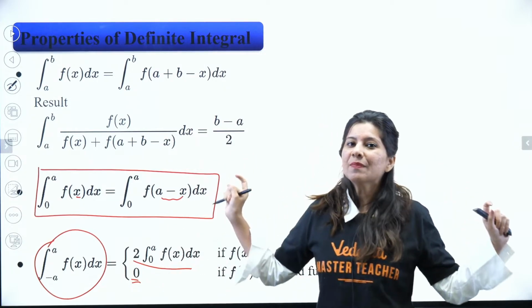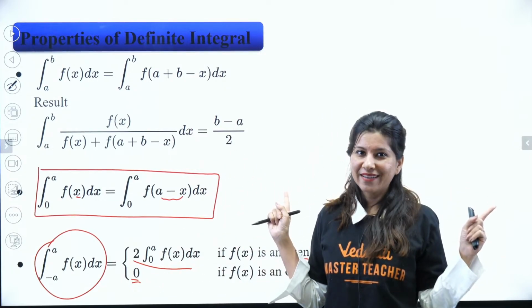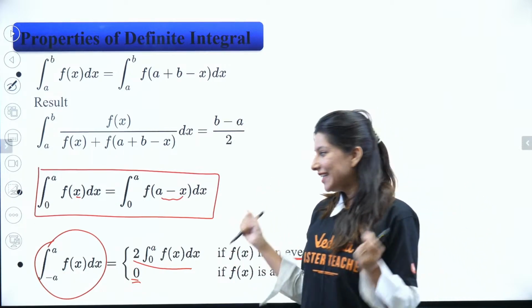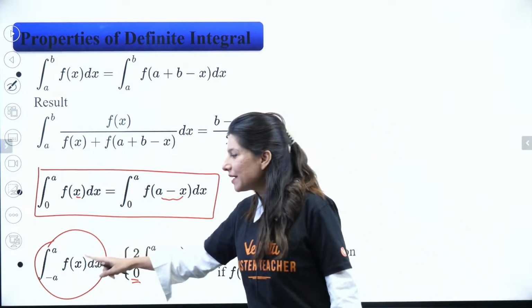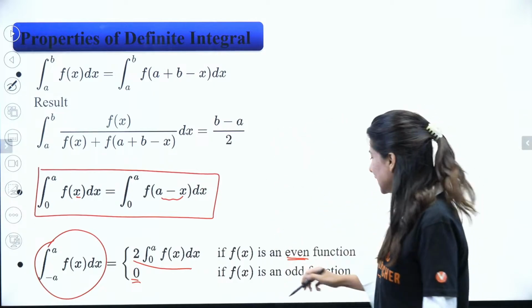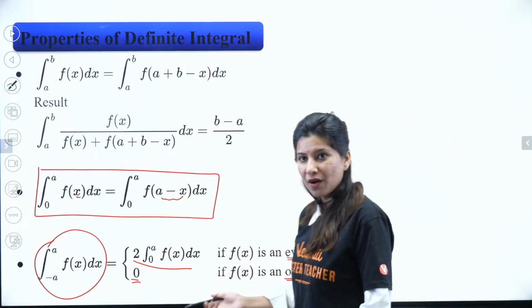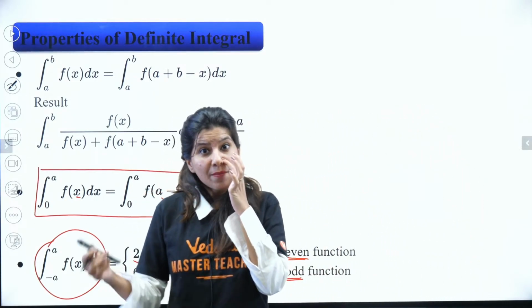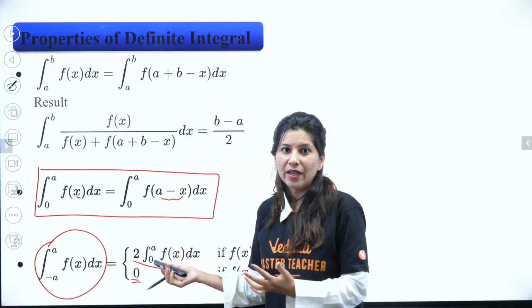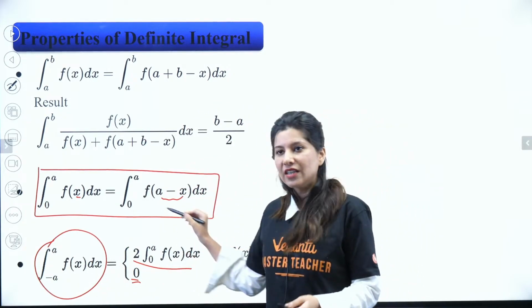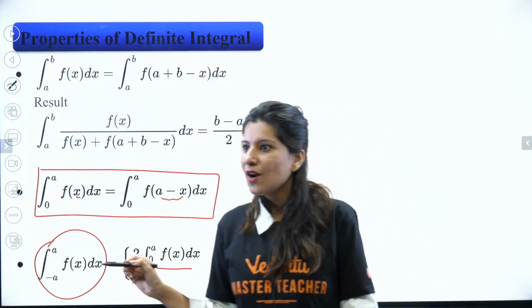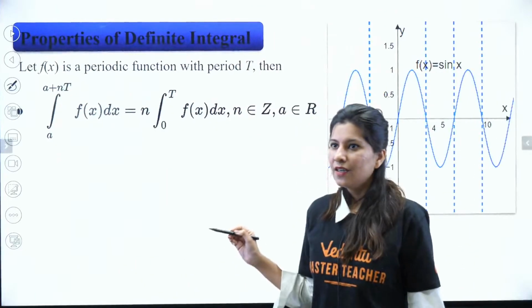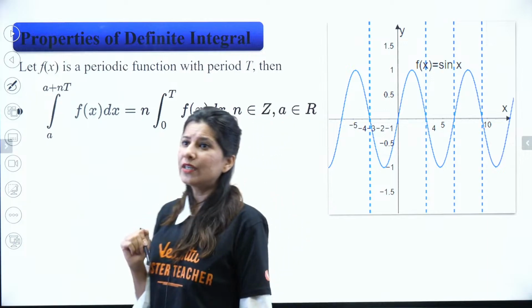All the lazy people out there, what will you pray? Please, the integration of odd function should be there, minus a to a, and we are going to nail it. Okay, so odd function 0, but even function we have to double it, the 0 to a f of x dx, and then we have to integrate it. Okay, all right.